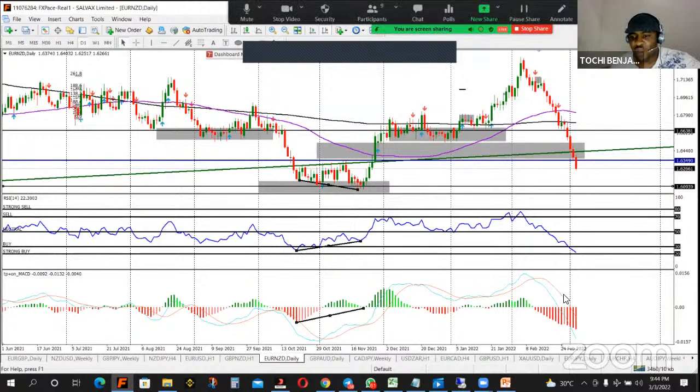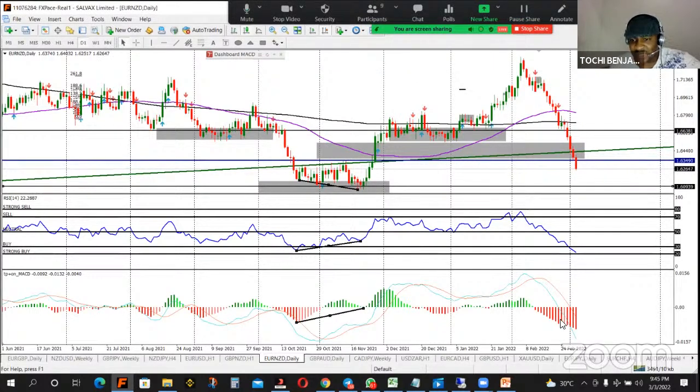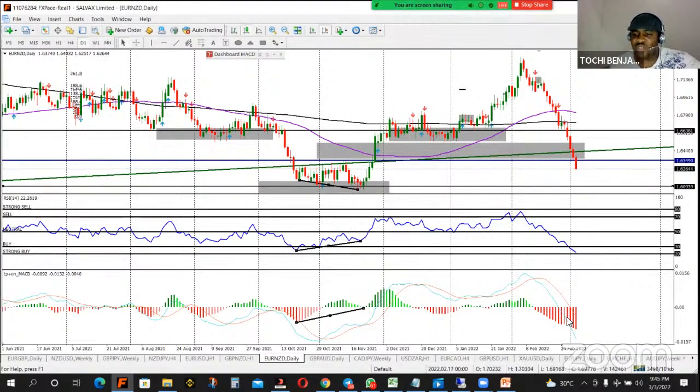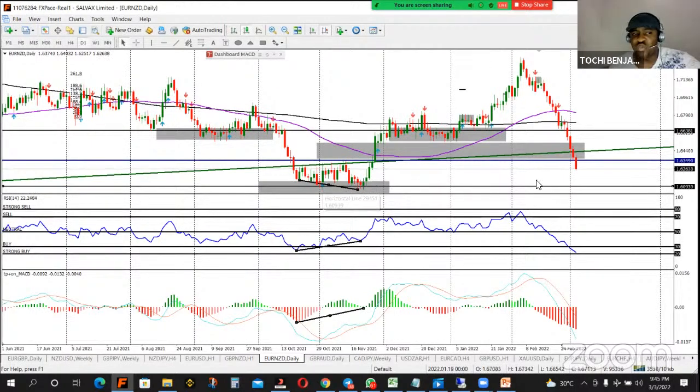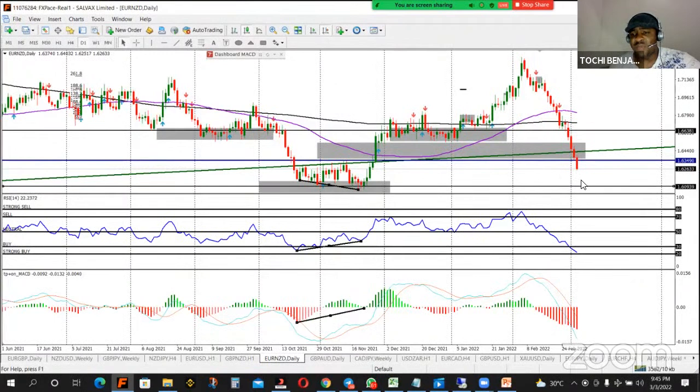So that is what we're saying. MACD is still telling us the market is bearish. So I am not saying you should buy. I say look for an opportunity to buy. Based on the previous low, this is where this market is coming to. Possibly tomorrow, next week, Monday, Tuesday, this market might get to this point. If this Euro NZD doesn't get to this point by tomorrow, then by Monday, Tuesday, this market will get to this point.